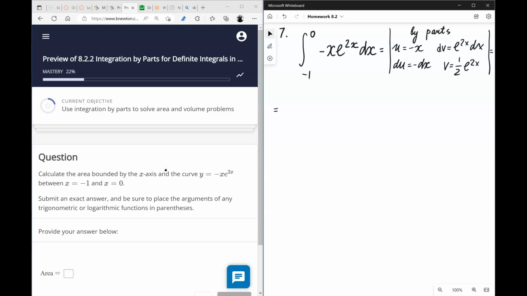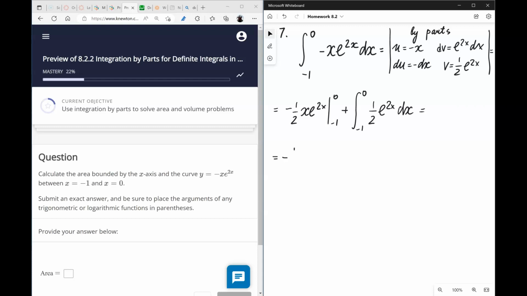Here we have uv, so negative 1/2 x e to the 2x from negative 1 to 0, minus integral of v du, but we have that extra minus here, so we're going to put plus integral from negative 1 to 0 of 1/2 e to the 2x dx.